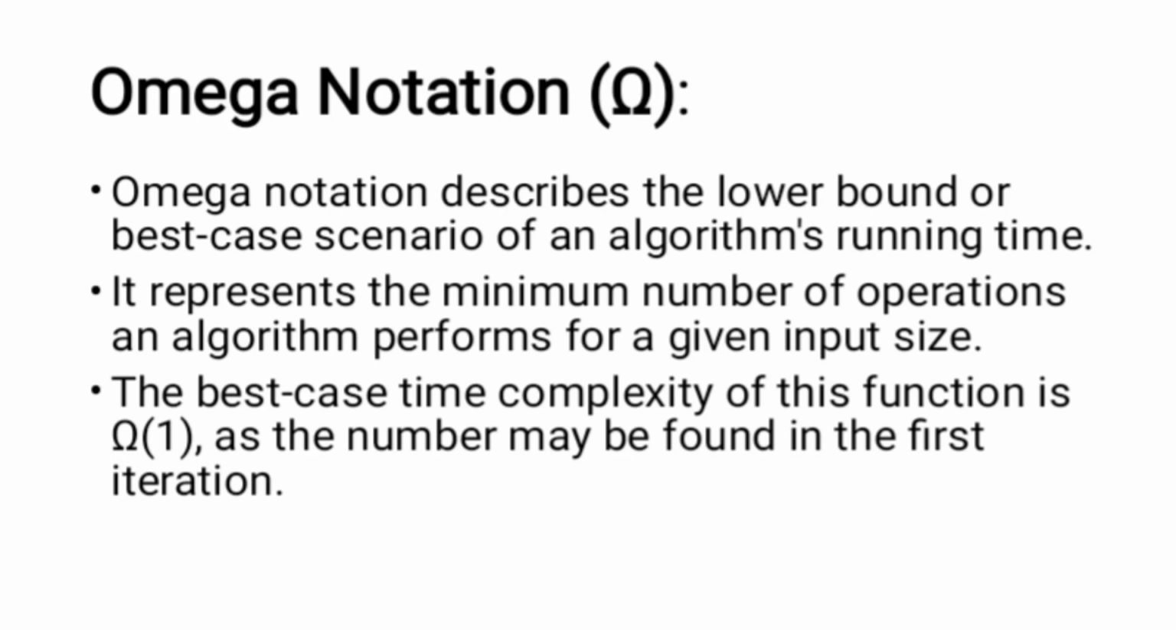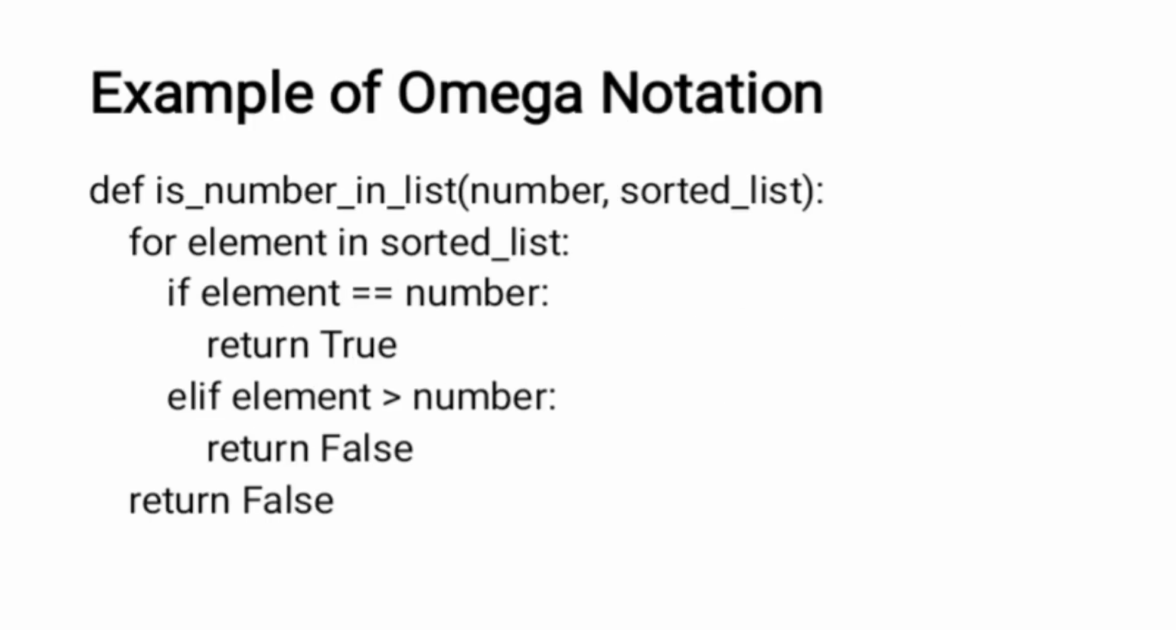Next, omega notation. Omega notation describes the lower bound or the best case scenario of an algorithm's running time. It represents the minimum number of operations an algorithm performs for a given input size. The best case time complexity of this function is omega 1, as the number may be found in the first iteration. Next, we have example of omega notation.